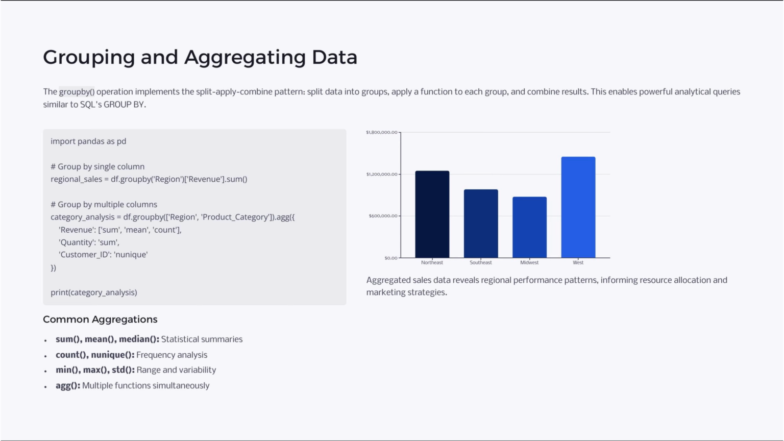The groupby operation in Pandas allows for powerful data analysis by splitting data into groups, applying functions, and combining results. For instance, regional sales can be summed using groupby region revenue sum. Additionally, aggregating by multiple columns provides insights into revenue, quantity, and unique customers, aiding in strategic decision-making.